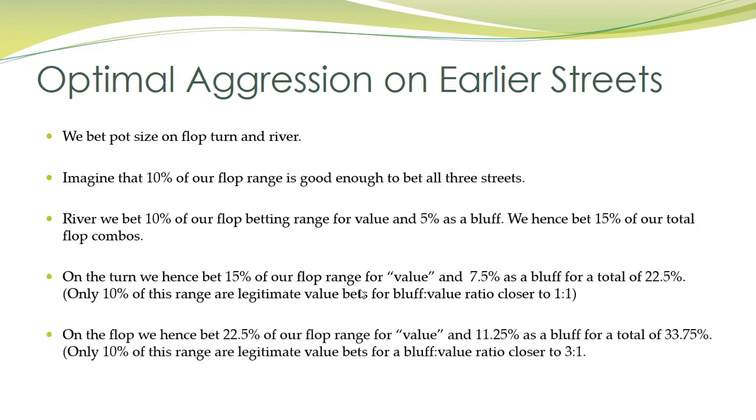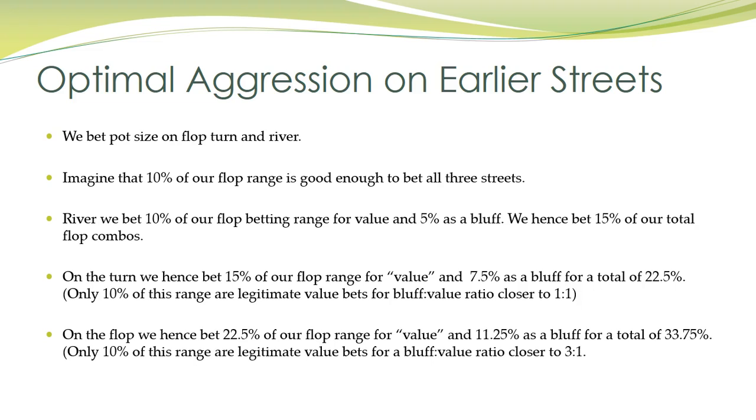We can apply this logic to the flop as well. Because 22.5% of our flop range is betting the turn, and because these hands which bet the flop all go on to fire the turn, we can think of all of these hands as being effective value hands, even though really only 10% of them are. So if we're going to think about 22.5% of our flop range as being effective value hands, then once again, we need to pad it out with the appropriate amount of bluffs.